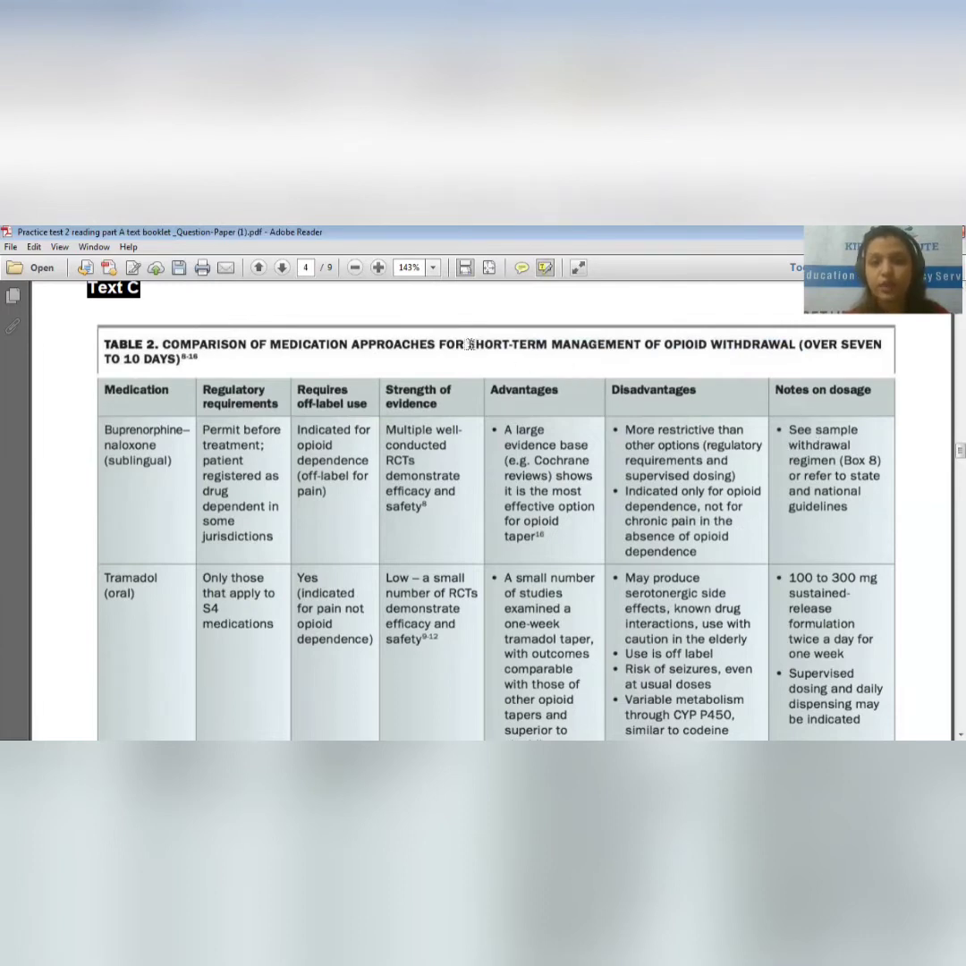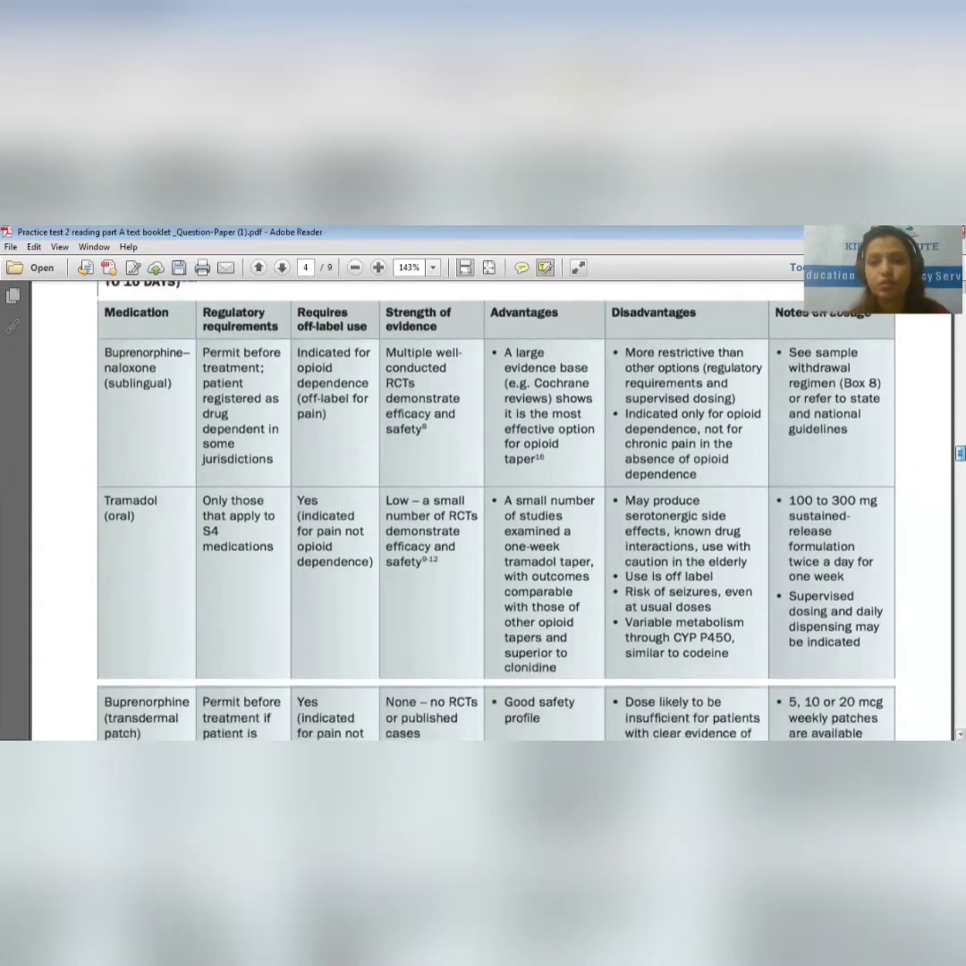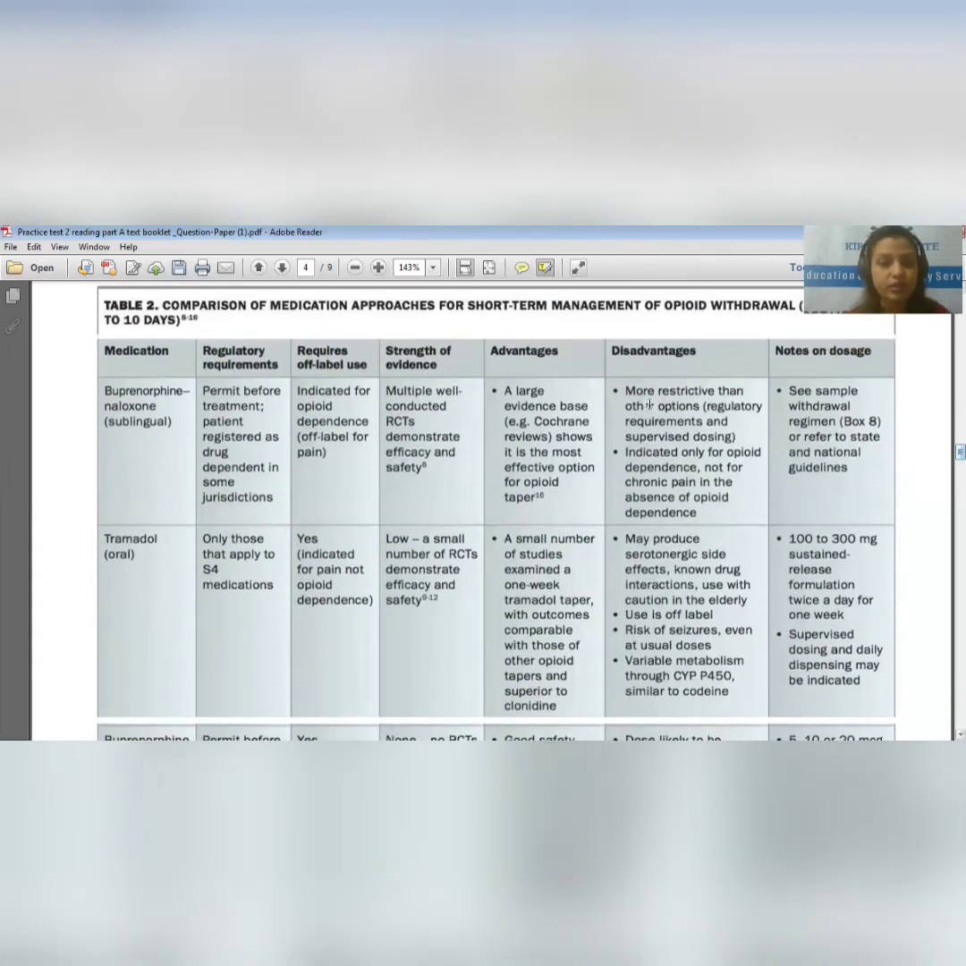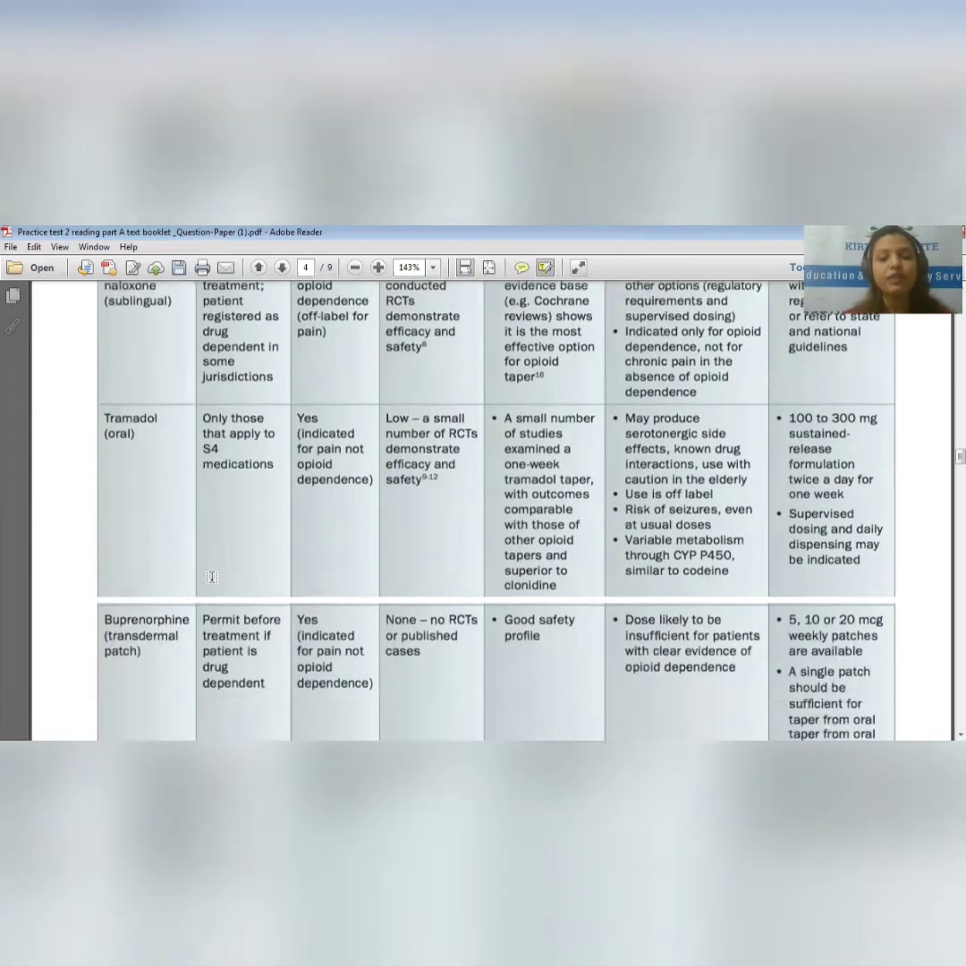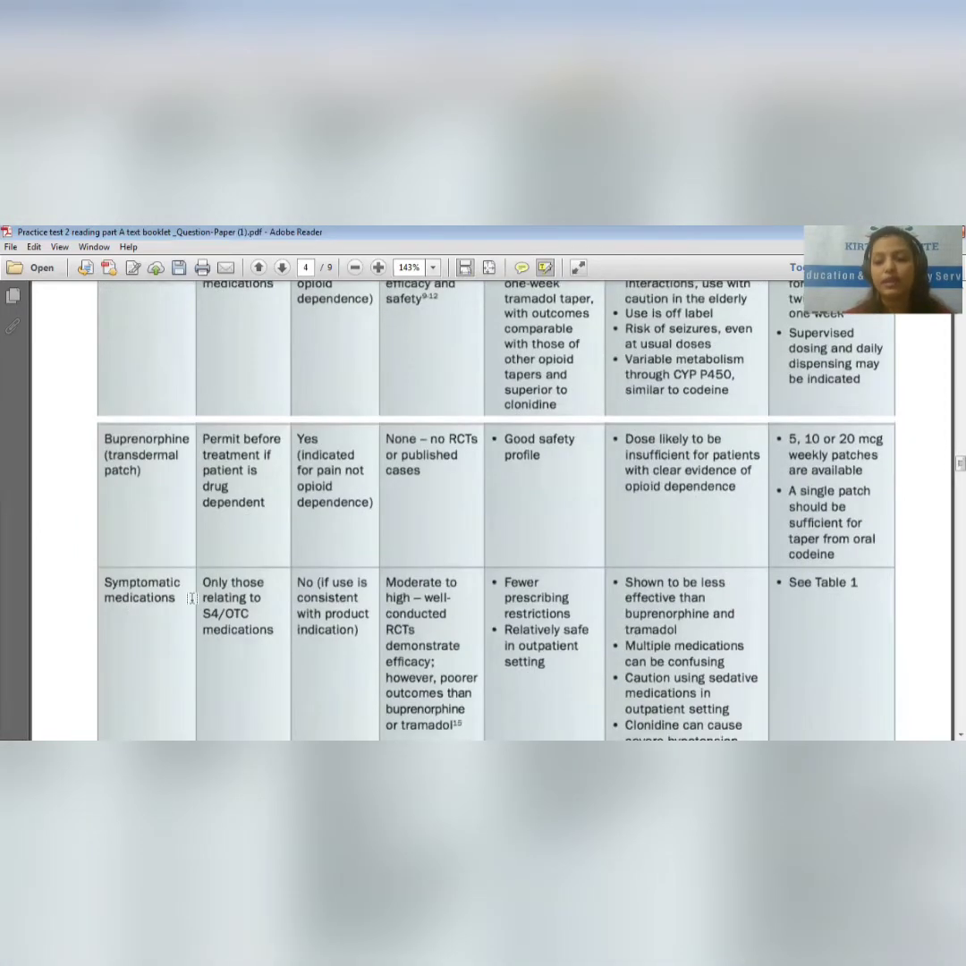Okay, if you are appearing for the paper-based test, you can simply underline the given text. I cannot highlight here, so I hope you will still be able to understand. Here are the headings: medications, regulatory requirements, requires off-label use, strength of evidence, advantages, disadvantages, and notes on dosage. If I look here, it's buprenorphine, naloxone sublingual, tramadol oral, buprenorphine, naloxone, transdermal, and symptomatic medications.